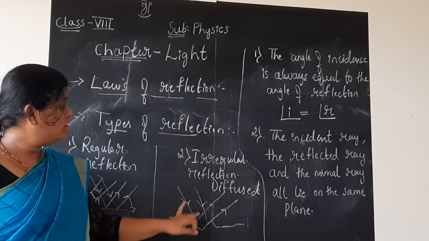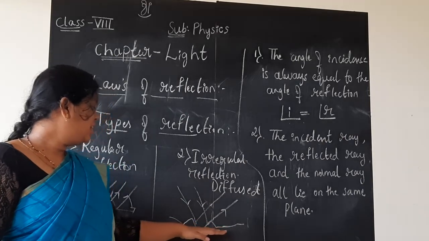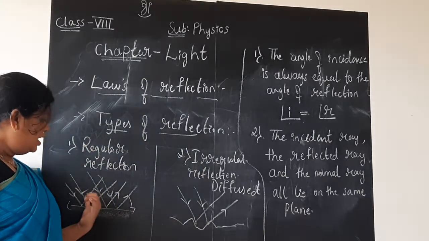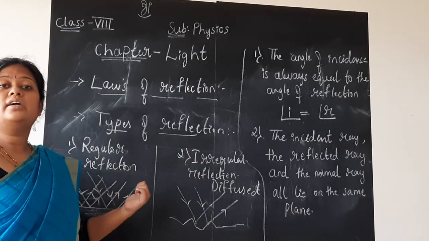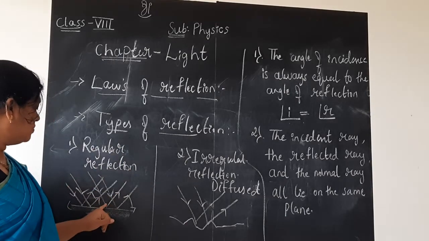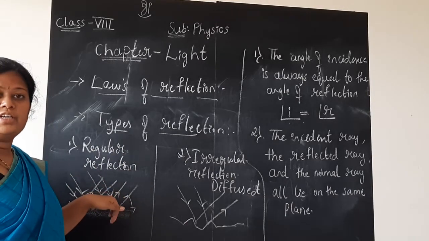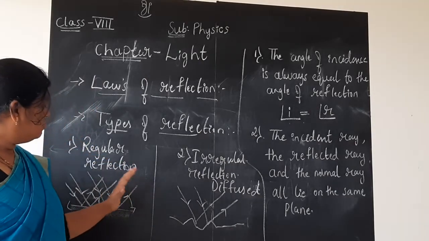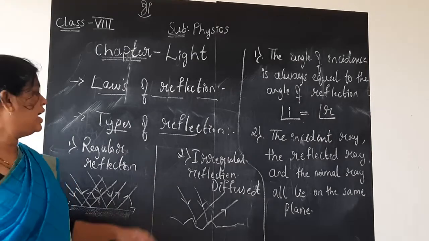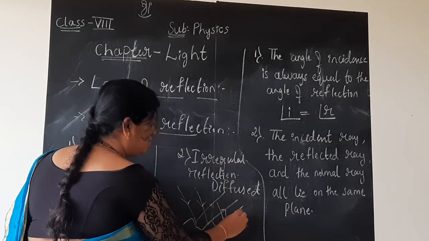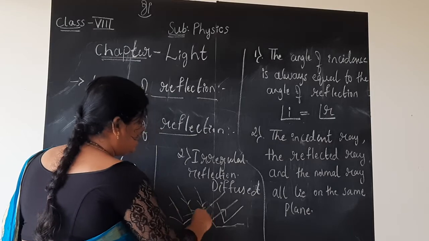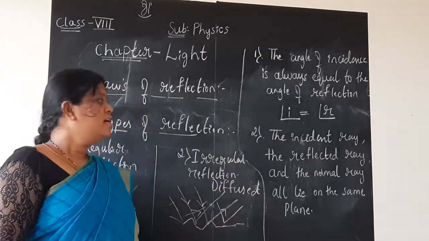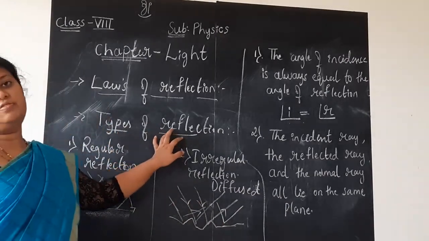Mainly in case of irregular or diffused reflection, the reflecting surface is not the plane or smooth surface. They also tell it in terms of rays: in case of regular reflection, the reflected rays of light are parallel. See, they are one beside the other, neatly arranged. They are parallel rays. But in case of irregular reflection, the rays you get are not parallel lines. That is the main difference. So this is about the types of reflection, children.